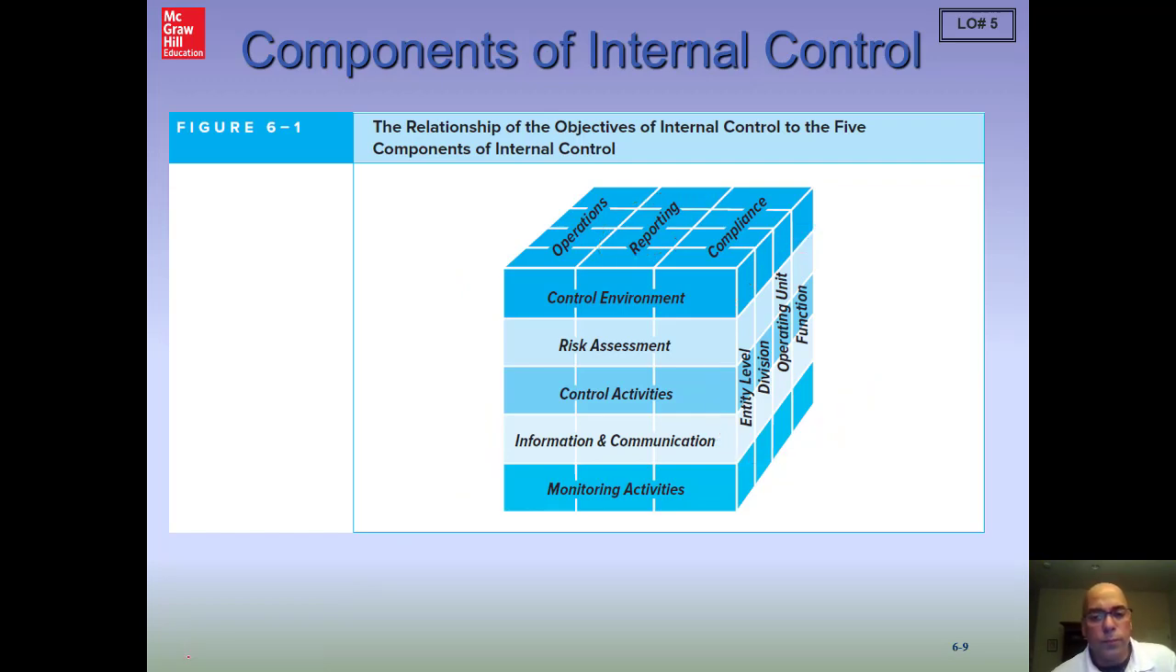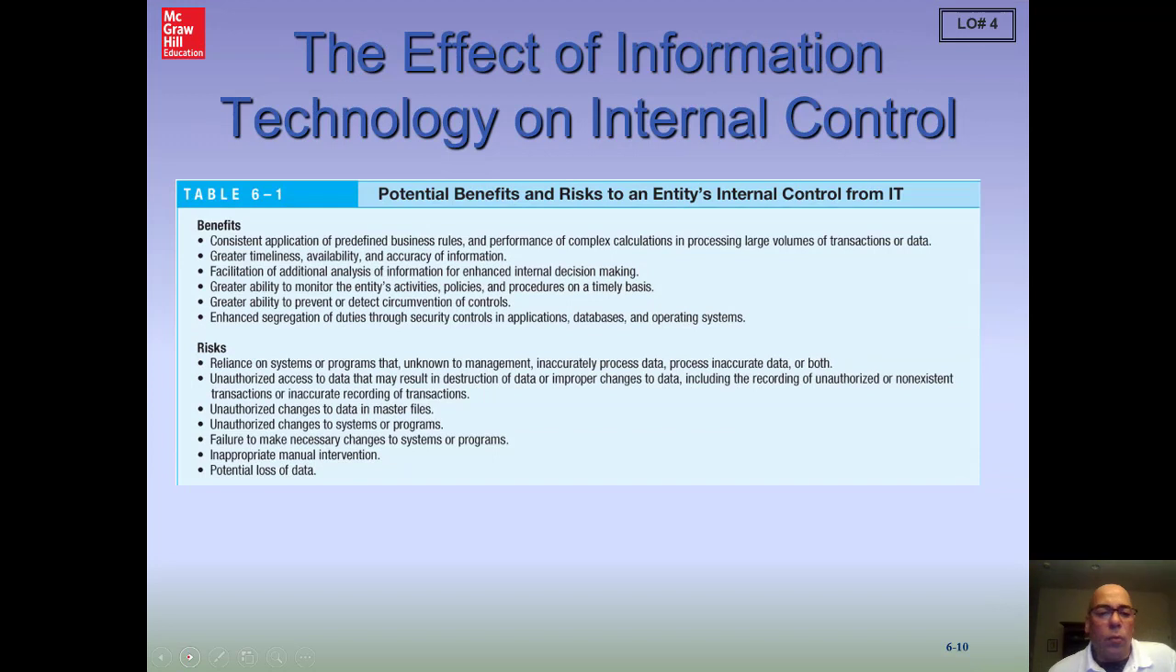Okay. Now, when we think about the internal controls, we think about them in a manual environment, but these days, of course, highly automated environments are fairly common. And so when you have a highly automated environment, which you almost always will these days, you're going to have some benefits, but you're also going to have some risks. Benefits: ability to process large amounts of data. Greater timeliness and reliability of information. Greater ability to prevent circumvention of controls.